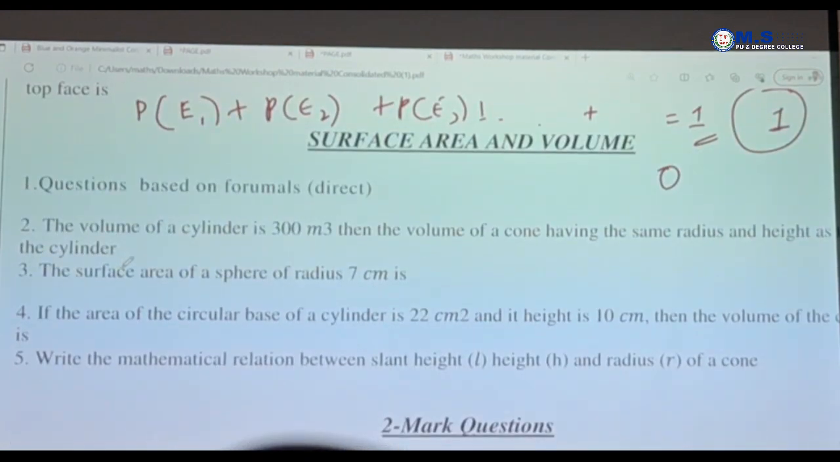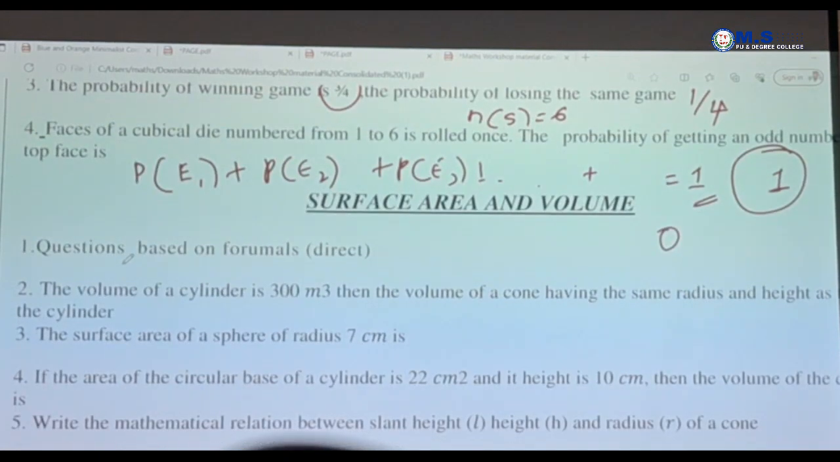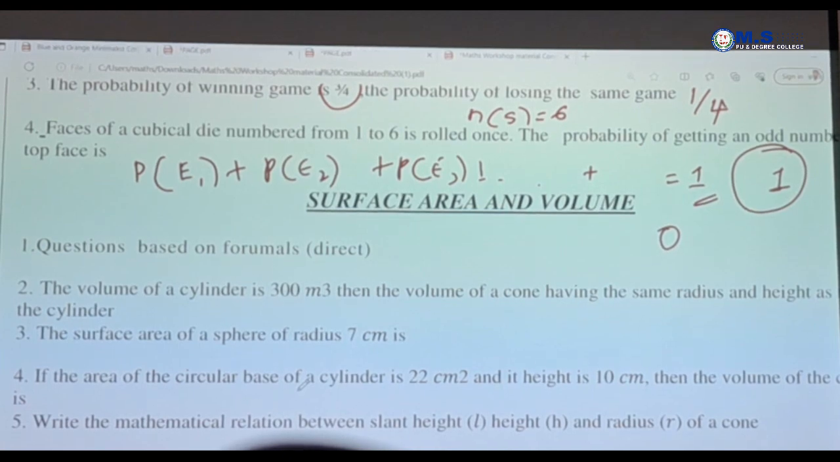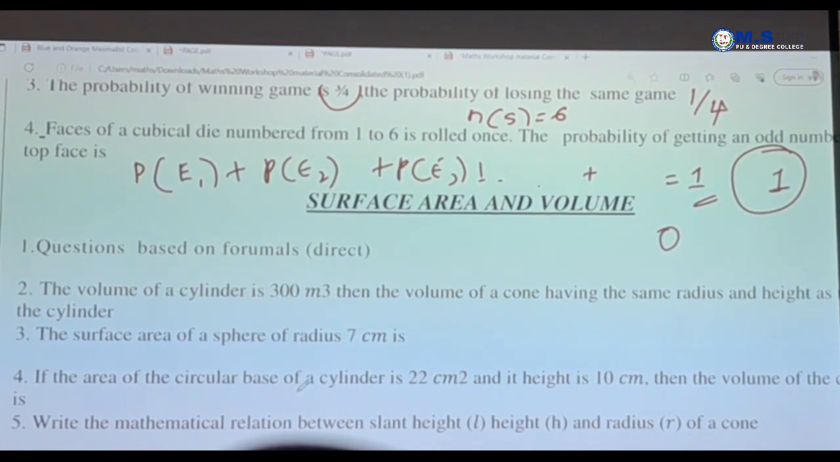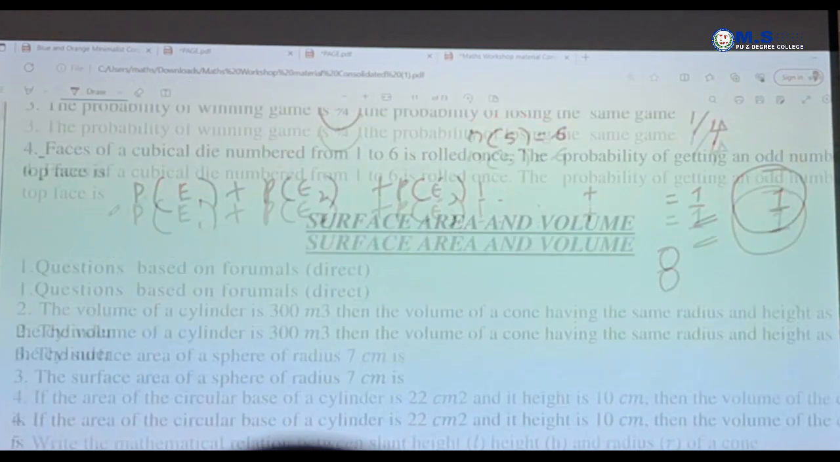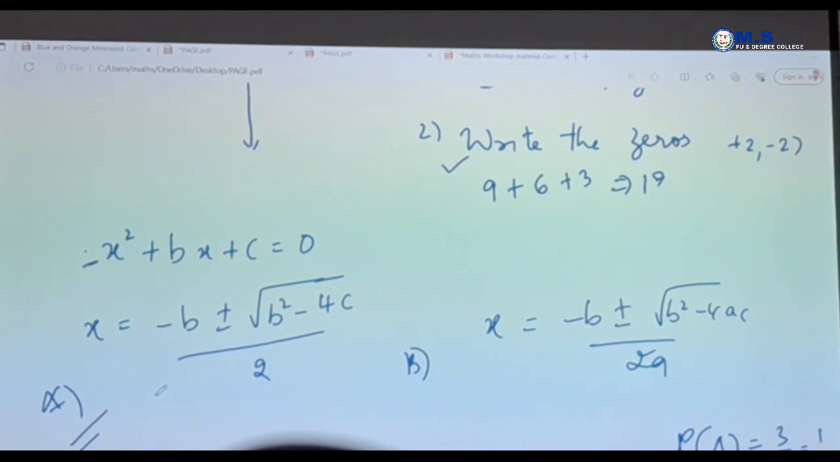Next, surface areas and volumes. Each formula, then we solve.